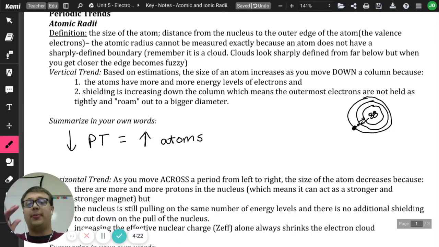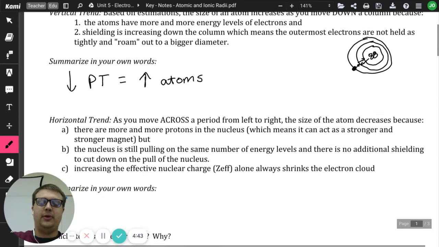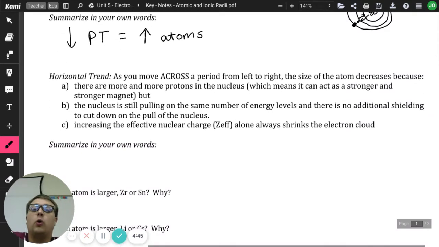All right, so hopefully y'all paused it, but this is my summary for the atomic radii trend. As you move down the periodic table, your atoms get bigger. That's the basic trend that I have right here. Down the periodic table equals bigger or larger atoms. Okay? All right. Now, let's look at our horizontal trend.